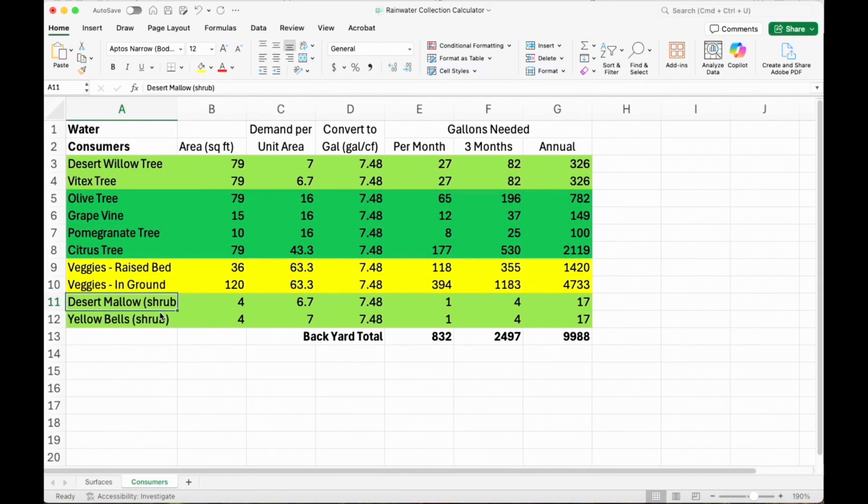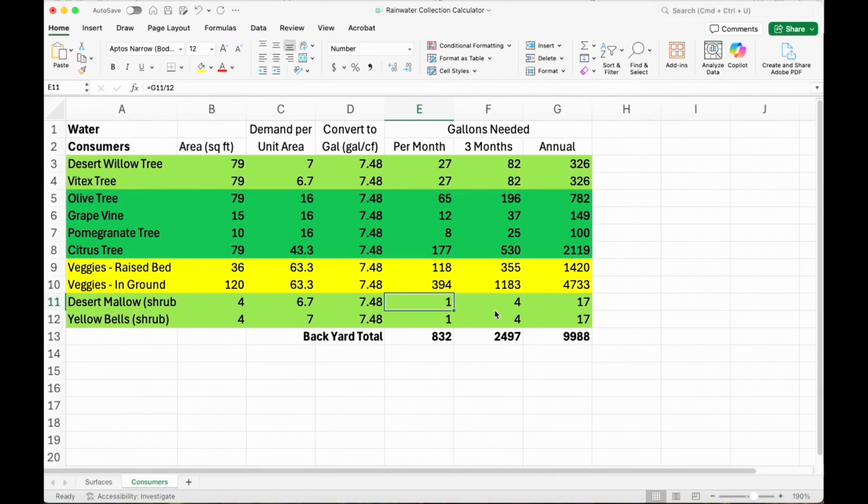And then again, here we are down to natives that don't take very much. So what I was told was we don't even have to include these in the calculation because they're so small, low demand. They're natives. So they're super adapted to the rainfall that already happens naturally. But I put them in just so you could know that I've accounted for them and we can see that they need like a gallon a month. That's super simple. I can do that.